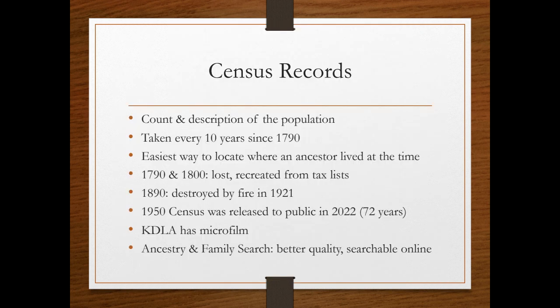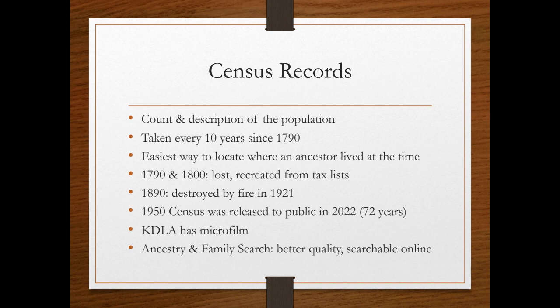Okay, so moving on from the vital records, let's talk about census records. A census is just a count and a description of the population. These have been taken every 10 years since 1790. This is typically the easiest way for a researcher to locate a particular ancestor, because it is a list based on where the ancestor lived at a particular time.